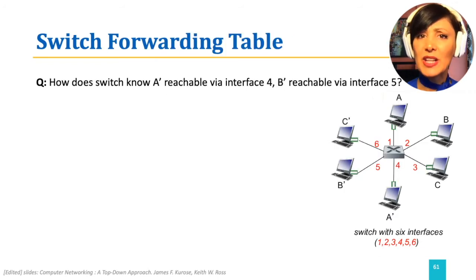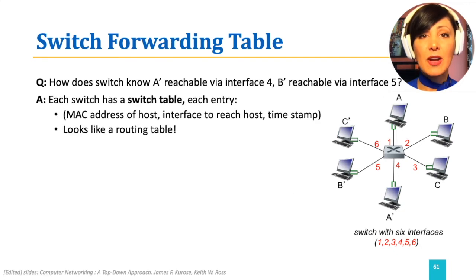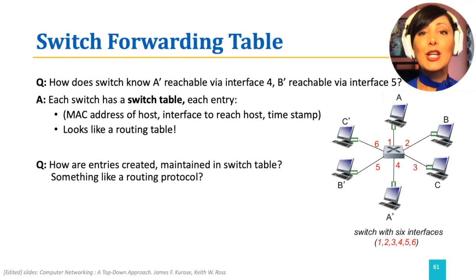On the same network example, how does the switch know A prime is reachable via interface 4 and B prime is reachable via interface 5 to forward the frames to them? Each switch has a switch table. Each entry of this table has a MAC address of a host, interface to reach that host, and a timestamp. The entries to the switch table are created using a simple self-learning mechanism that we will explore next.